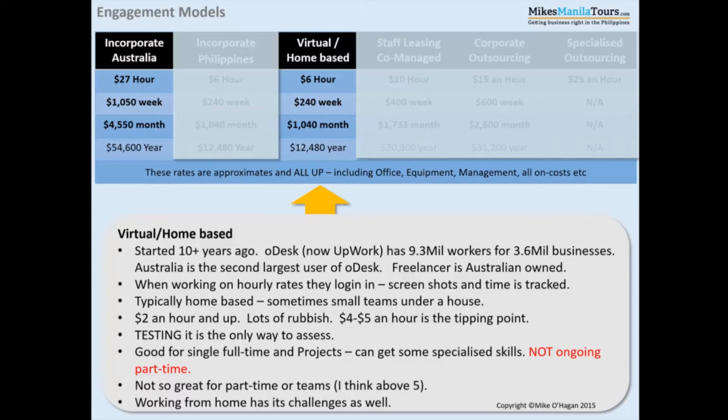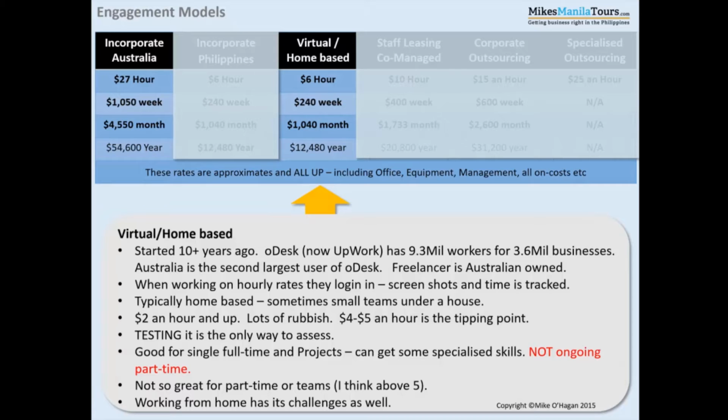There's a lot of rubbish workers in there. There's also the odd good one amongst them. $4 to $5 an hour is the tipping point. Above $5 an hour, they're all happy and friendly. Below $4 an hour, and ultimately long term, they're going to find they're a bit lowly paid when they look at their cost of computer and cost of electricity and everything else. So it's about $4 to $5 an hour generally is the tipping point.